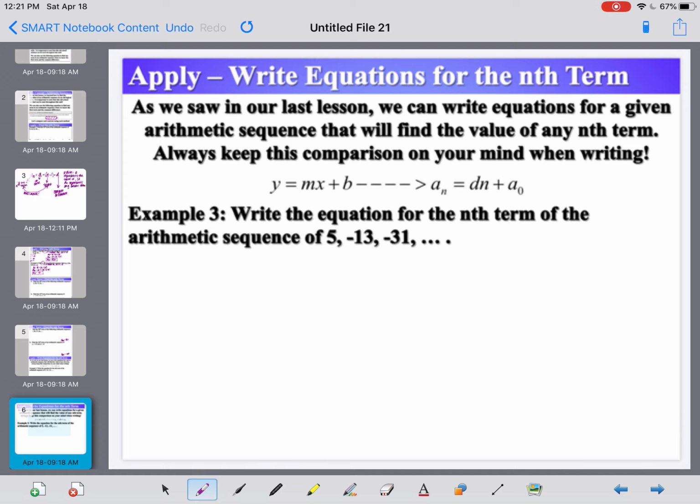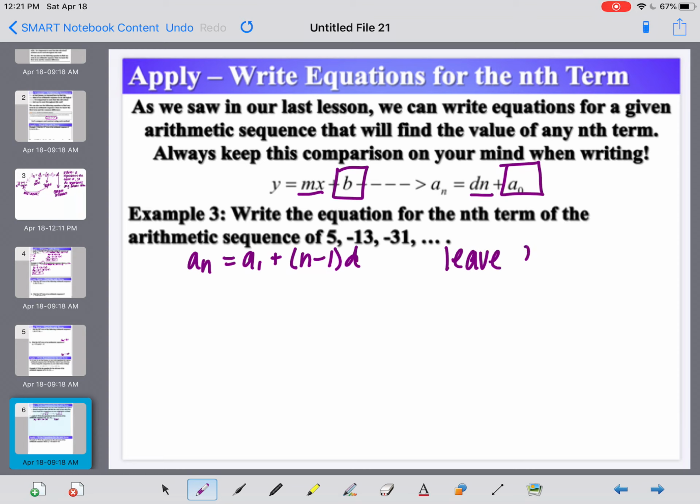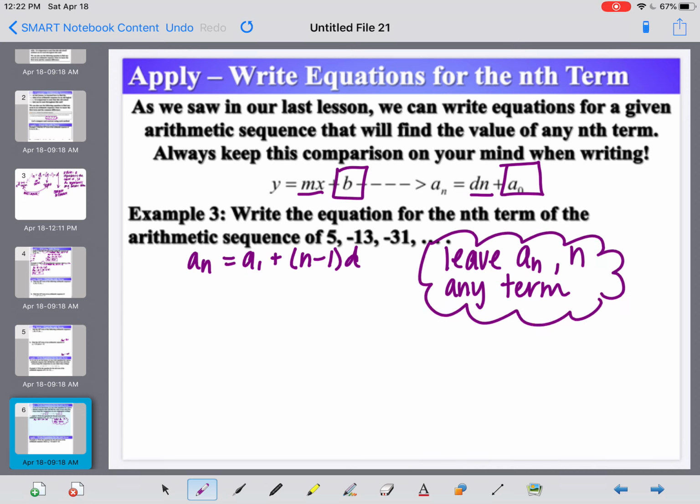All right, so now we're going to write equations. This is going to be very similar. We're going to compare it to y equals mx plus b, but we're going to use this new formula in order to get there. It's just much more streamlined for us. Whenever we're writing equations using this formula, just like in y equals mx plus b, we leave the y and the x as variables. We're going to leave our a sub n and our n as variables so that we can find any term. In order to be able to use this for any term, we leave those open.